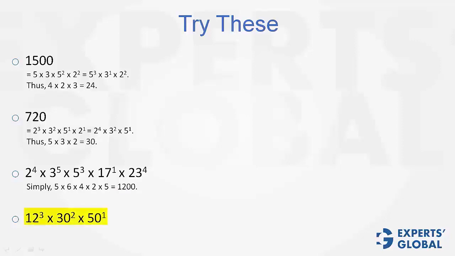In the last case, you have to break the numbers into prime bases. This is what it simplifies to. Remember to combine the same prime bases for adding the powers. It simplifies to 2 to the power of 9 times 3 to the power of 5 times 5 to the power of 4. Add 1 to the powers, we get 10, 6, 5. The number of factors is 300.